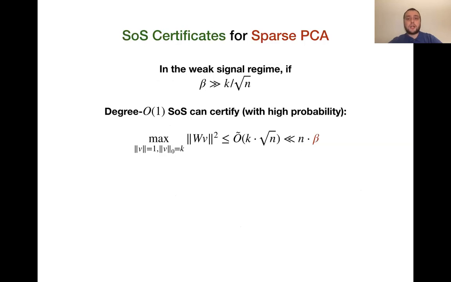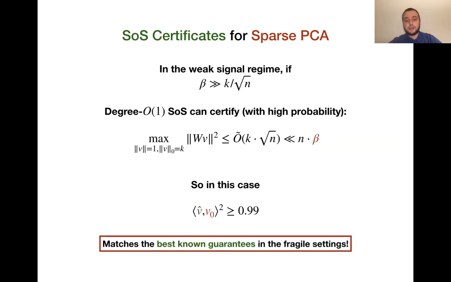So in the weak signal regime, if beta is larger than k over n, one can show that constant degree sum of squares can certify with high probability the following bound, up to log factors, k over k by root n. Under this assumption on beta, it is much smaller than beta, and again we get a high squared correlation, and it matches the best known guarantees in the fragile settings.